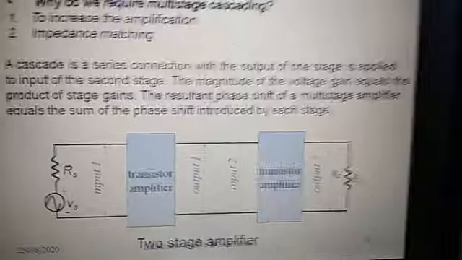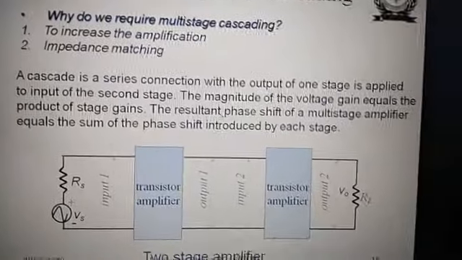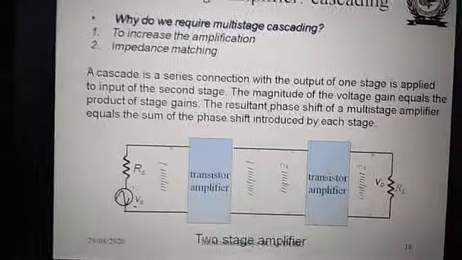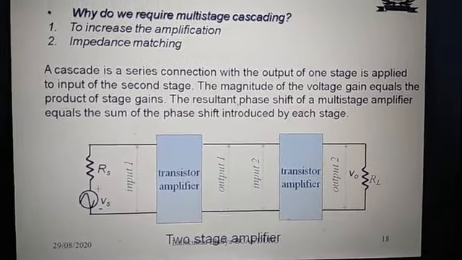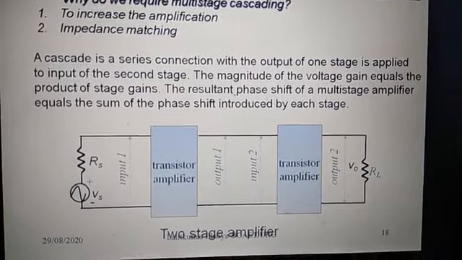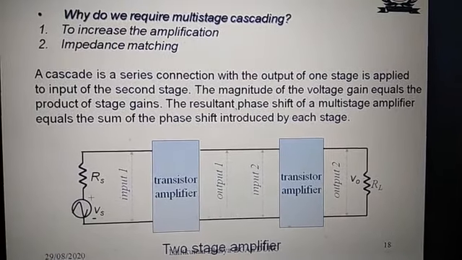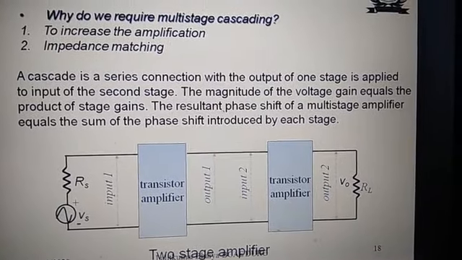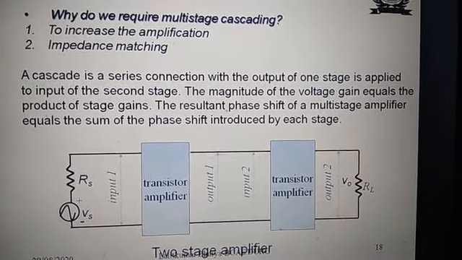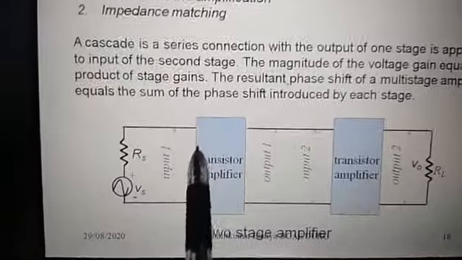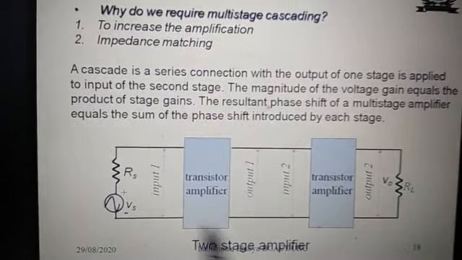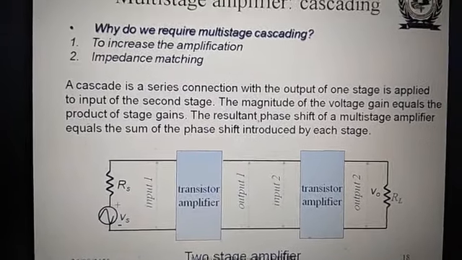So in a multi-stage amplifier, you can have 3 stages, 4 stages also. N number of stages can be connected. A cascade is a series connection in which the output of one stage is applied to the input of the second stage. The magnitude of the voltage gain equals the product of the stage gains. If the gain of this amplifier is A1 and this amplifier is A2, then the overall gain is A1 into A2.